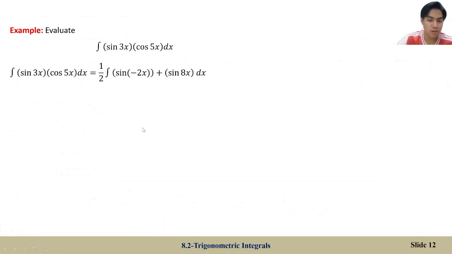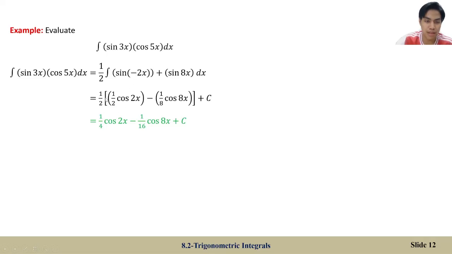So let's do some examples. Evaluate the integral of sine 3x cosine 5x dx. Now, we use the identities in the last slide to transform sine 3x cosine 5x. After that, if you calculate this equation right here, we get the answer, which is 1 over 4 cosine 2x minus 1 over 16 cosine 8x plus c.